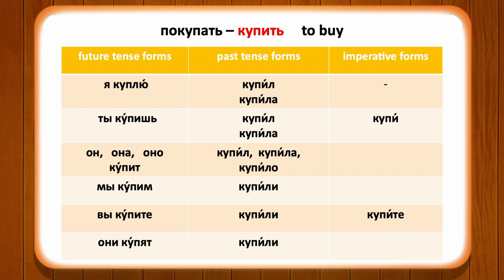The past tense form of this verb is я купил for masculine, я купила for feminine. Я купил, я купила. Ты купил, ты купила. Он купил, она купила. Мы купили, вы купили, они купили.